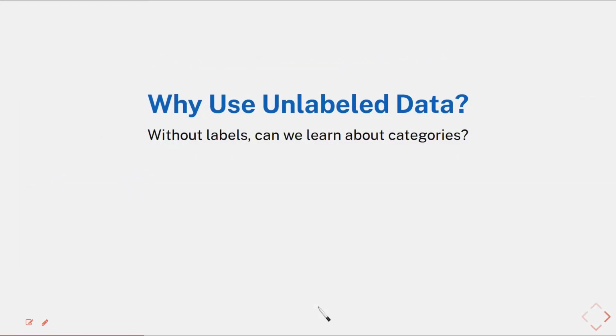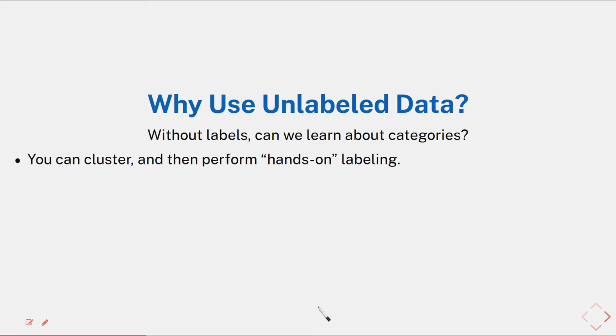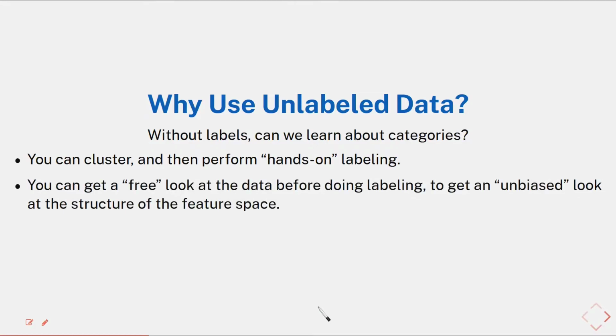So let's say that you don't have labels. Then what can you learn about the categories that you're dealing with? Well, you can cluster the data, and then you can perform hands-on labeling. In other words, you can get a set of data, see if there are any natural patterns or divisions in the data set, and then go in and pull a few samples from each cluster and say what each cluster corresponds to. And hopefully that generalizes to the rest of the cluster. You can essentially use this to get an unbiased look at the structure of your feature space.